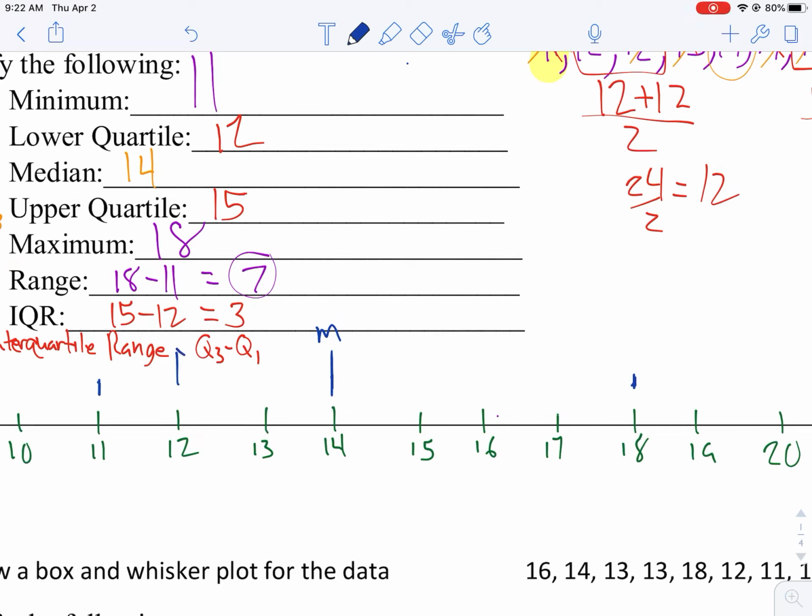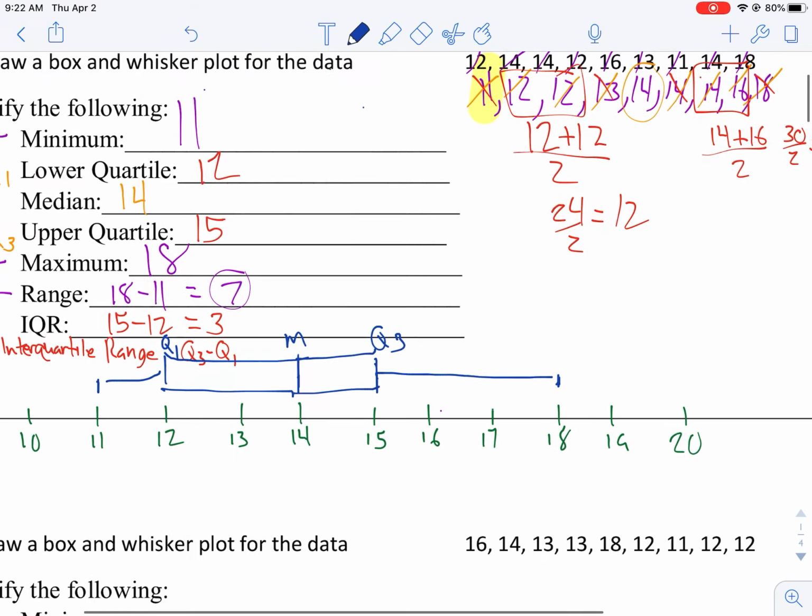Then my lower quartile here is at Q1. So that's Q1. I know my data kind of run into each other. I draw my little whiskers. My upper quartile is at 15. So that's Q3. Just letting you guys see everything. And I'm going to connect it all the way out to my maximum out there.